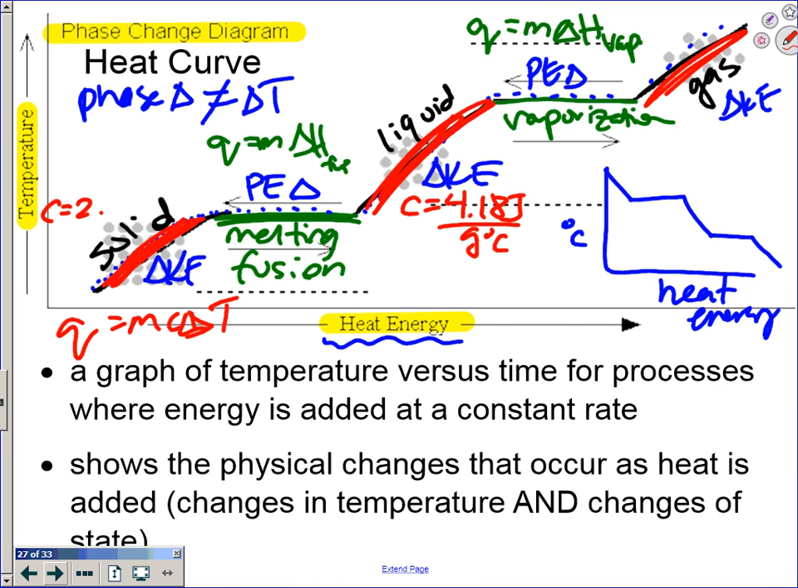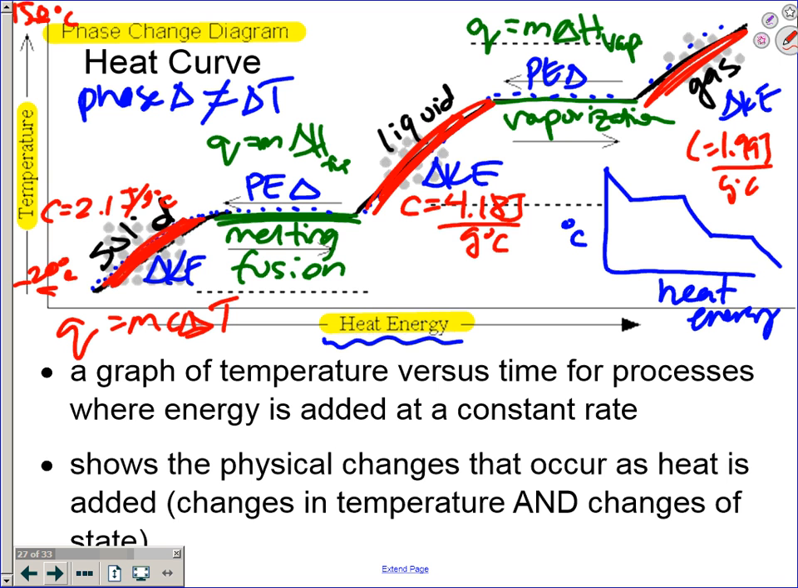Okay. C of solid is 2.1 joules per gram degree Celsius, and C of gas, or liquid vapor, water vapor, is 1.99 joules per gram degree Celsius. So if I wanted to find the energy change from wherever this starts, let's just say this starts at negative 20 degrees Celsius, and we heat water up to 150 degrees Celsius. So let's say this temperature up here is 150 degrees Celsius.